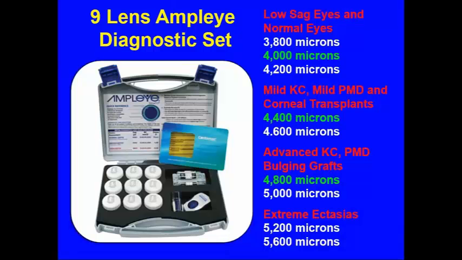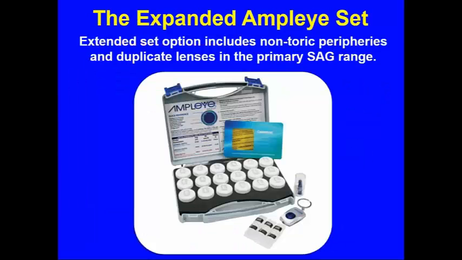We like to fit by diagnosis, and that is we use the 9-lens Ampleye Diagnostic Set, and it's divided into 4 categories. First, we see the sag heights for the low and normal corneas. Then it's followed by the sagittal depth lenses designed for mild to moderate keratoconus. And then finally, the bulging grafts and advanced keratoconus and extreme ectasias such as keratoglobus. We have found that this 9-lens diagnostic set does indeed cover a wide range of corneal and scleral shapes that come into the practice.